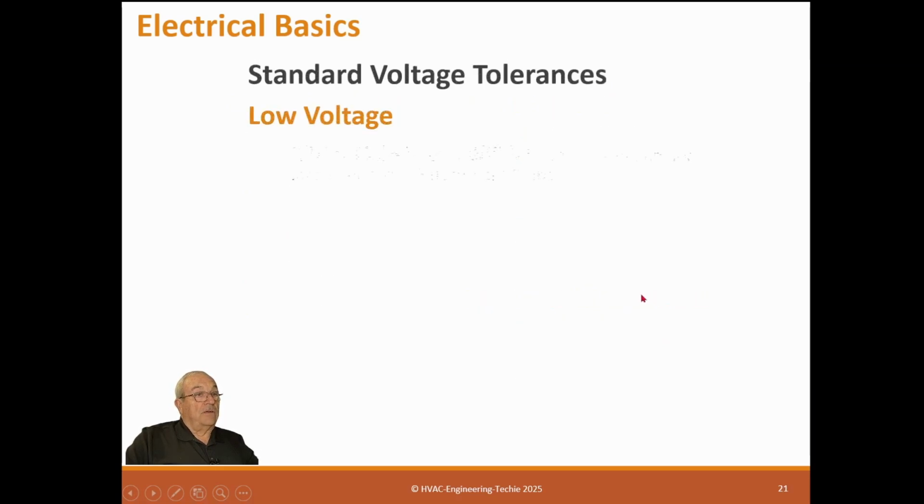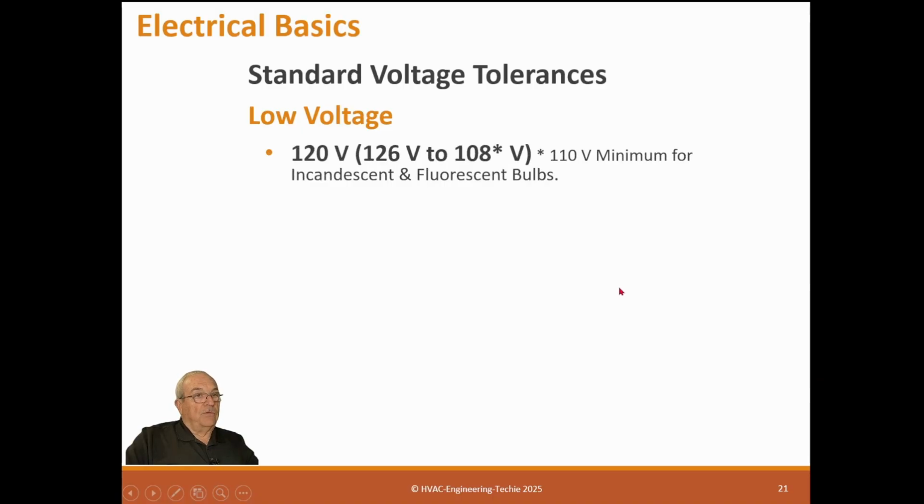Standard voltage tolerances, 120 volt. So 120 volt, the tolerance range is 126 to 108 volt. And the reason it's 108 volt is that the minimum for an incandescent and fluorescent bulb is 110 volts. If you get below 110 volts, they may not fire, whereas an LED will, but these others may not. So we've always said 110 is a minimum voltage in our systems.